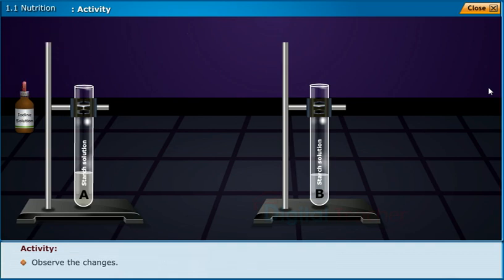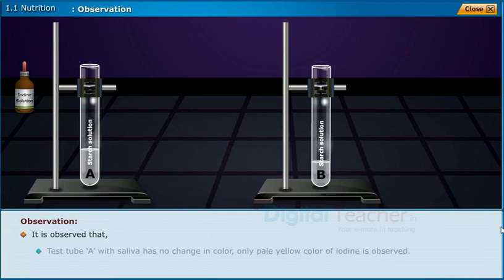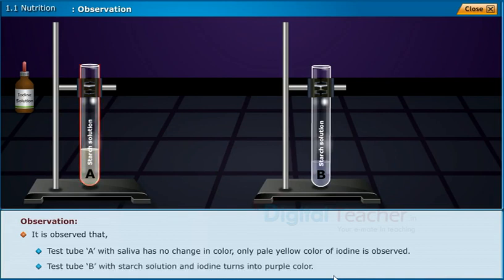Observe the changes. It is observed that test tube A with saliva has no change in color. Only the pale yellow color of iodine is observed. Test tube B with starch solution and iodine turns into purple color.